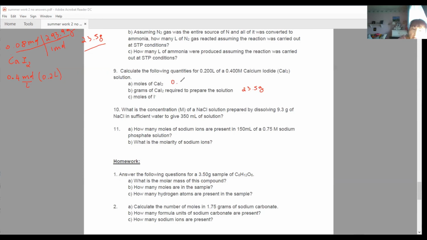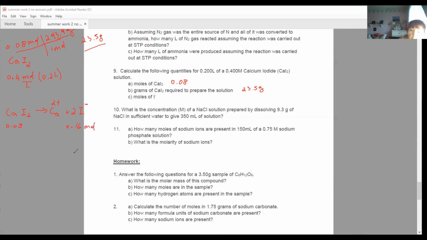So this one we said was 0.08. And then how many moles of I minus do we have? Well, you go from calcium iodide, you break it down in water because this is molarity, so this means it's soluble, right? So calcium is 2 plus, and you also have 2 I minus. So for this one you have 0.08, so here you got to have 0.16 moles.